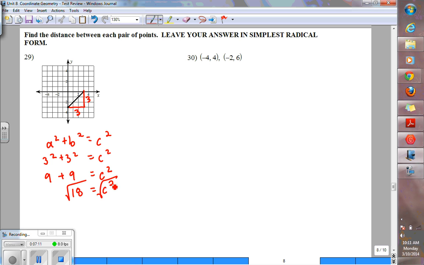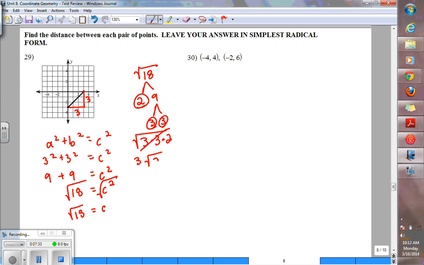We need to square root both sides, so c is the square root of 18, but we now need to simplify the square root of 18. It splits out into 2 and 9. 2 is a prime number. 9 is not. 9 splits into 3 and 3, which gives me a pair of 3's under the radical, so I get a 3 outside of the radical. So c simplifies to 3 square root of 2.